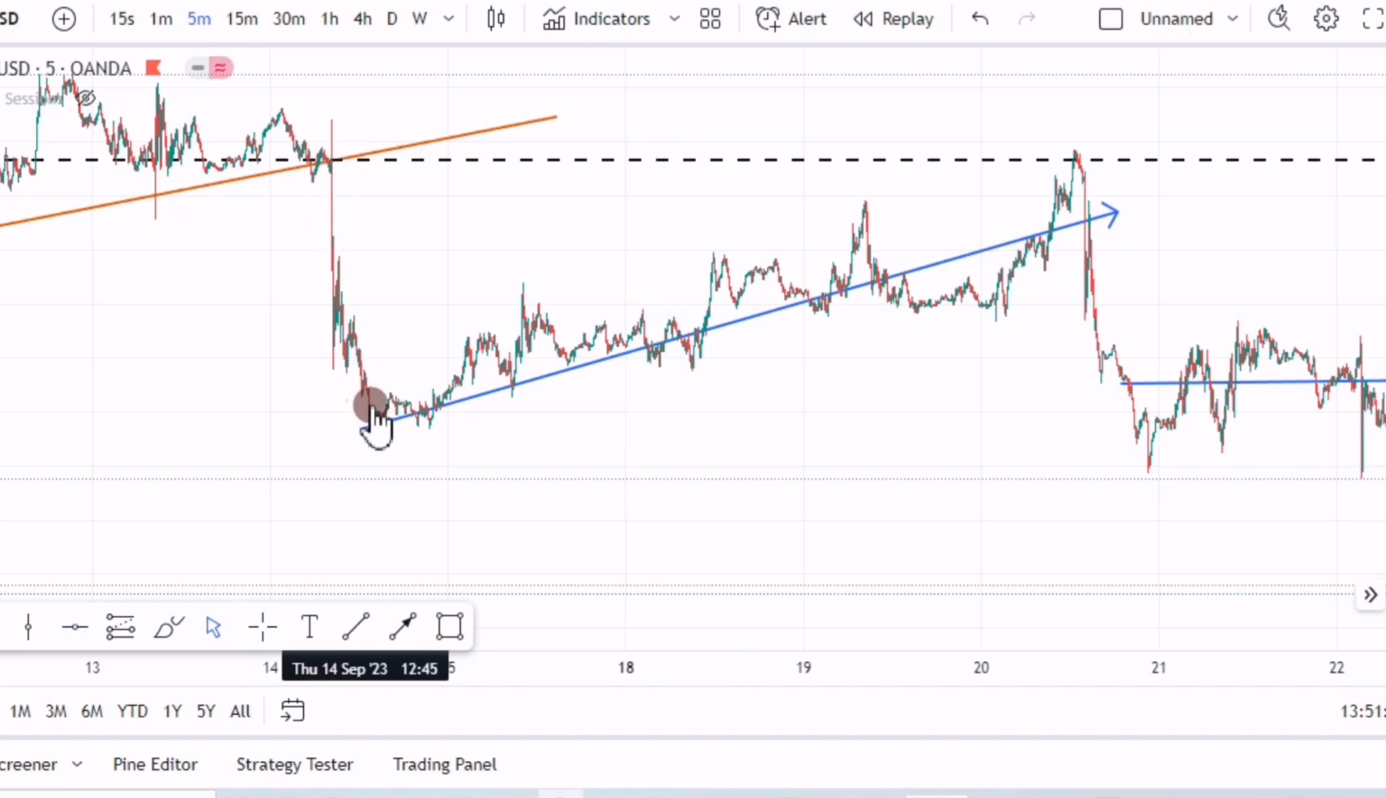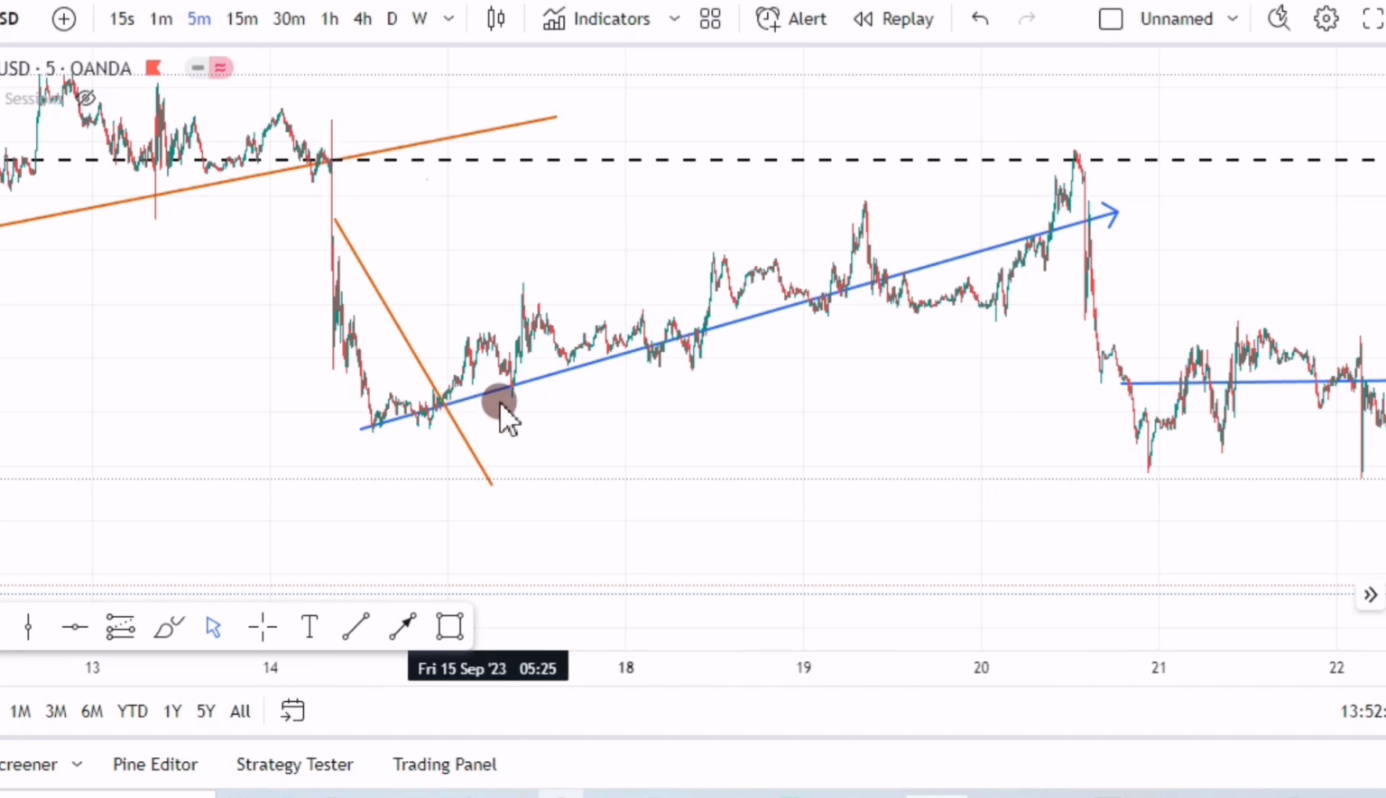So when price breaks out again, let me draw this. When price breaks out again right here and starts moving up, you know that it is coming to test the area where it broke out from, okay, right here.